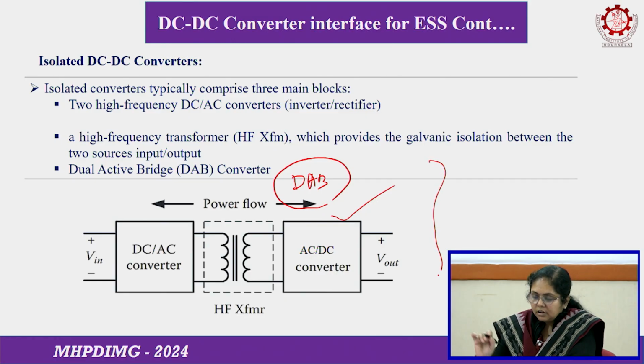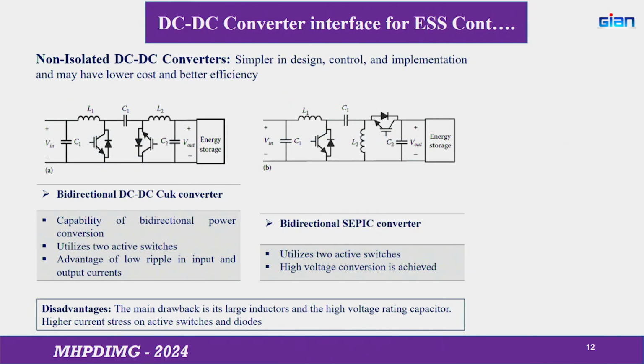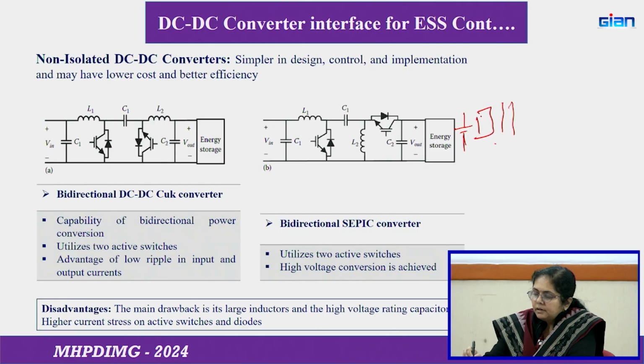So, this is already covered. I am not going to talk anything about it. Now, the main thing comes here, the non isolated one. The non isolated one is between the DC grid and the energy storage unit. So, I am putting this DC to DC bidirectional converter, that is BDC, between the DC grid and the energy storage.